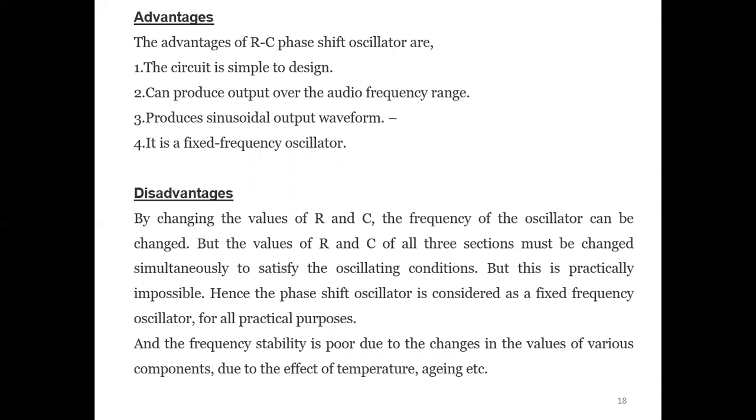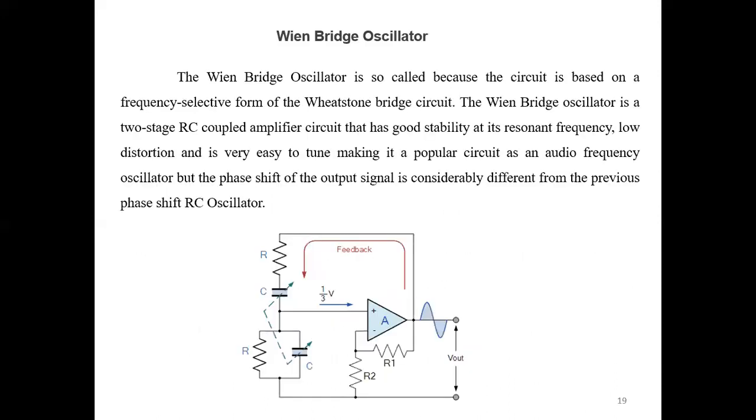The disadvantage is that by changing the value of R and C, the frequency of the oscillator can be changed, but the values of R and C of all three sections must be changed simultaneously to satisfy the oscillating condition. But this is practically impossible. Hence, the phase shift oscillator is considered a fixed frequency oscillator for all practical purposes.